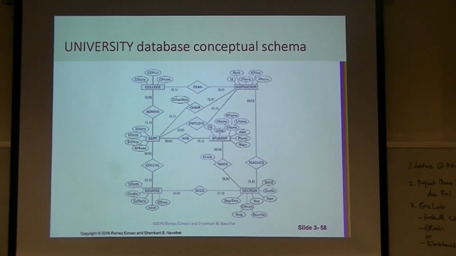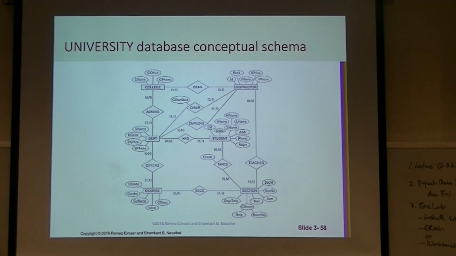I know Arabic is from right to left, or old Chinese, right to left, but most languages nowadays are top to bottom, left to right. So we put the important entity there. Important means what? Many relationships. So we have a number of colleges.